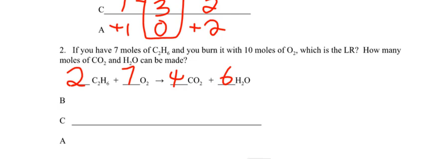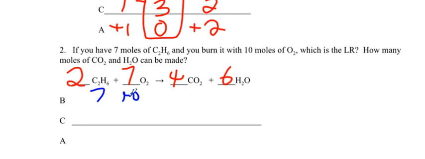What if I have 7 here, and I have 10 here? That's a 10, by the way. What's my limiting reactant? How many moles of carbon dioxide and water can be made? So I'll just use my first one, 7. So what's 7 divided by 2? That's 3.5. I told you you're going to need a calculator, all right? So let me get out my calculator. What's 5 times 3.5? That's 24.5.